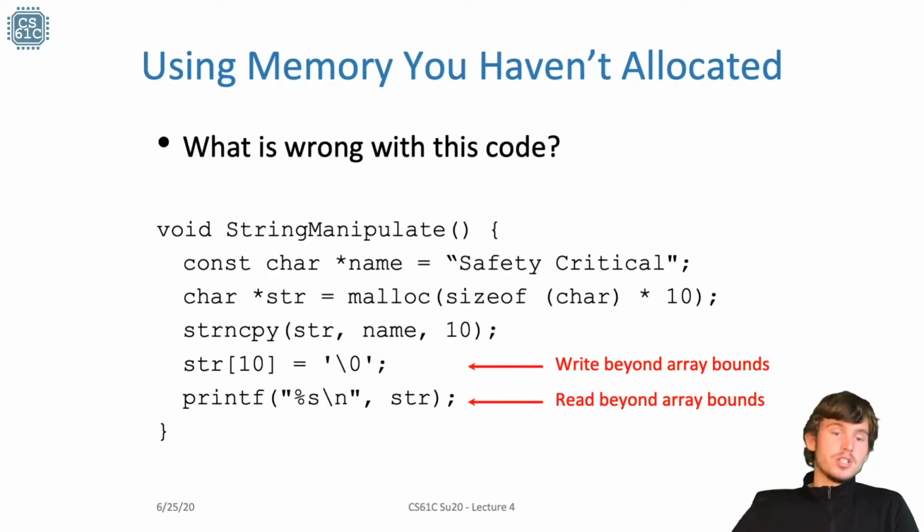Technically, this printf is also an issue because it's going to be taking that string and reading until it finds a null terminator. Say we copy this, so "safety critical" is going to be in this new string, and it's going to be 0 through 10, or 0 through 9 if we actually index into it. We're going to actually read this next byte right here, which is going to be the null terminator, and technically that is undefined because we are reading beyond the bounds of that array.